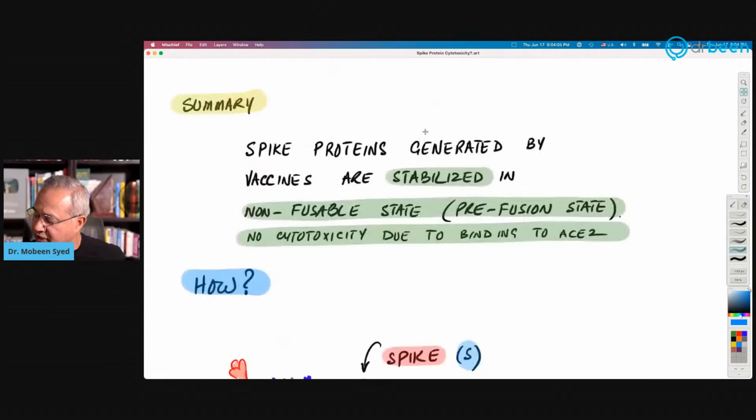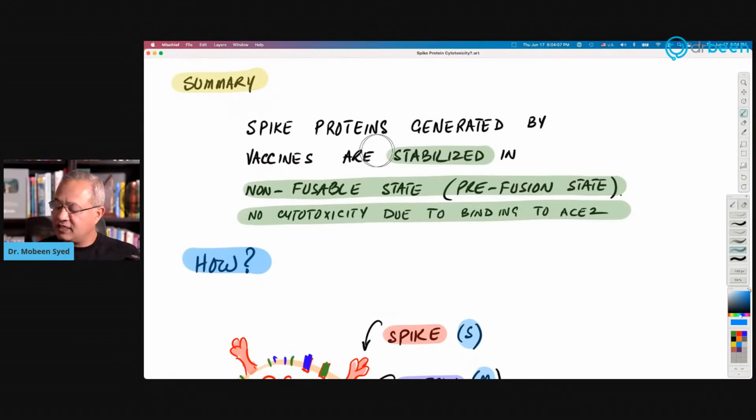So here in summary, spike proteins are generated by vaccines that are stabilized in a non-fusible state. For this summary and for this understanding, please realize that spike proteins are in two states. If you look at my hand, the spike protein can be in a closed state. That is how the virus, when it enters our body and is present wherever it is, in the tissues, in the throat, in the lungs, the spike proteins of the virus are closed. And then when it binds with the ACE2, then the spike protein opens up.